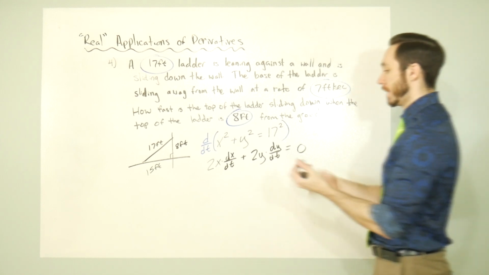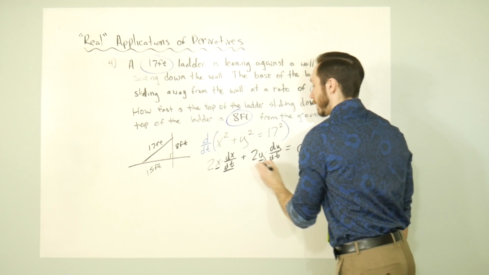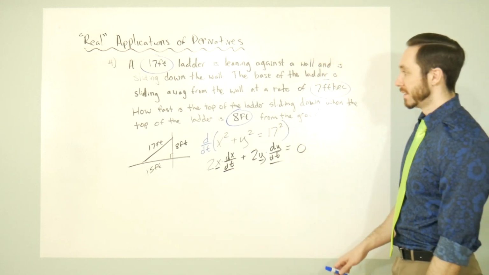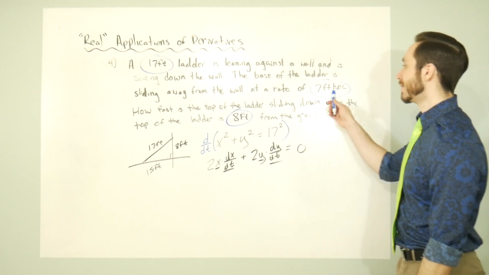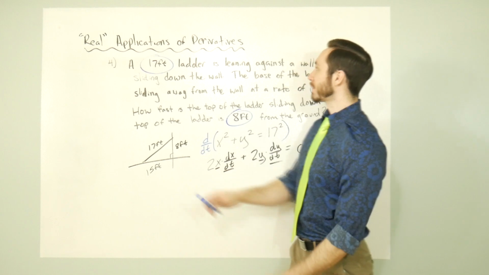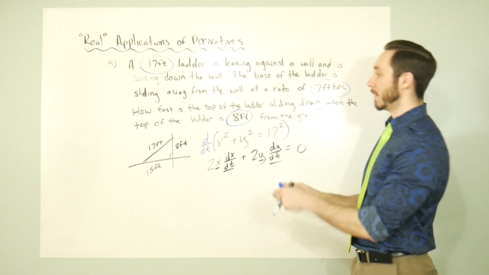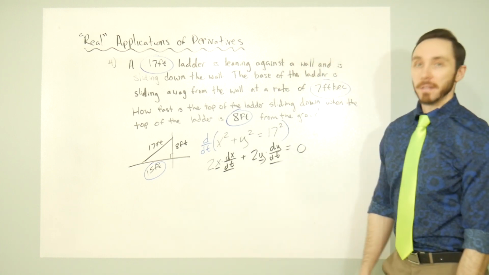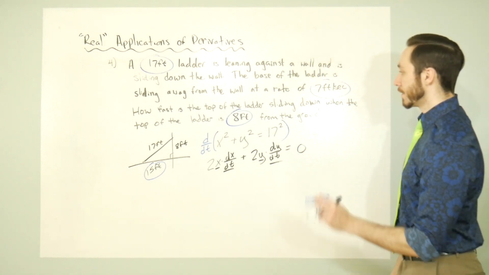So we have 1, 2, 3, 4 unknowns. We have 3 numbers. Well, do we have 3 numbers? 1, 2, 3. Yeah, okay. We have 3 numbers. We're done with that 17 though. We're going to be using this 15 instead. Let's plug them in and find our unknown.